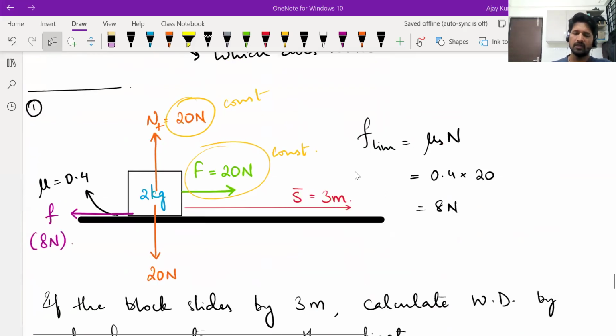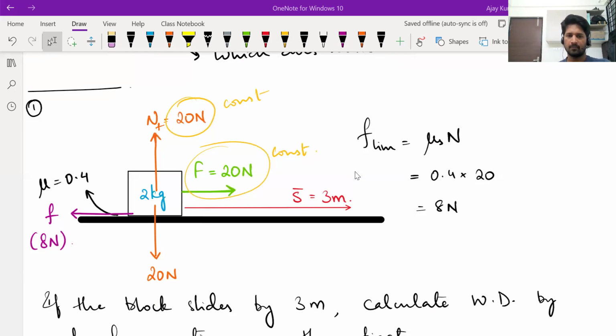Now see, this force 20 Newton is trying to move the block. Is trying to slide the block, means it is trying to increase its speed. 20 Newton is increasing its speed, means it is giving energy to the block. What is friction doing? Tell me, one of you, in this situation, is friction trying to speed up the block or slow down the block?